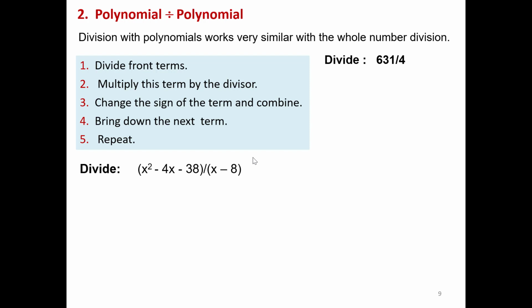Now we want to learn how to divide polynomials by polynomials. And when we divide polynomials, this works very similar to the way we divide whole numbers. Then to review this procedure, let's first divide numbers, and then we will try to apply the same procedure to divide the polynomials. Let's divide first 631 divided by 4.